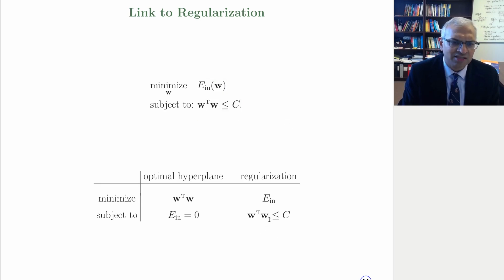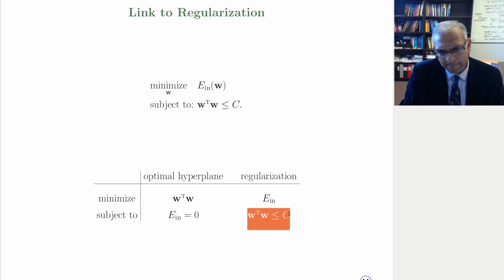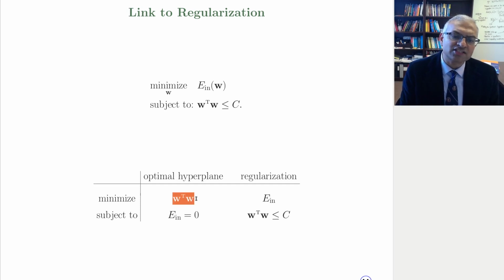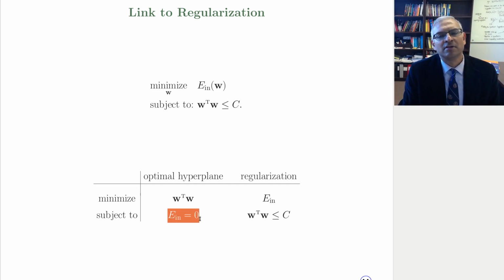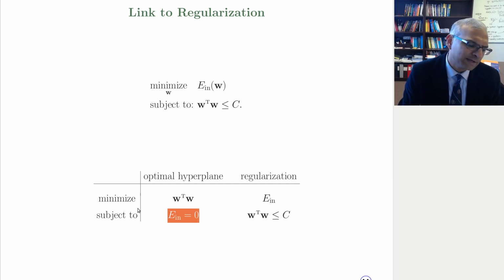So now let's put this in this table and compare. Regularization says minimize the in-sample error subject to a budget. So in some sense, you can think of the optimal hyperplane as optimally regularizing, using the smallest possible budget while trying to get the in-sample error to 0. Think back to Occam. Use the simplest hypothesis that explains the data. So the optimal hyperplane is in some sense a literal implementation of Occam's razor.